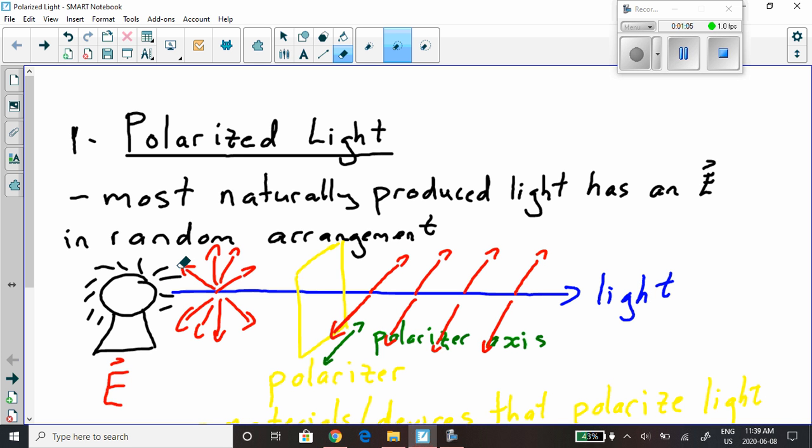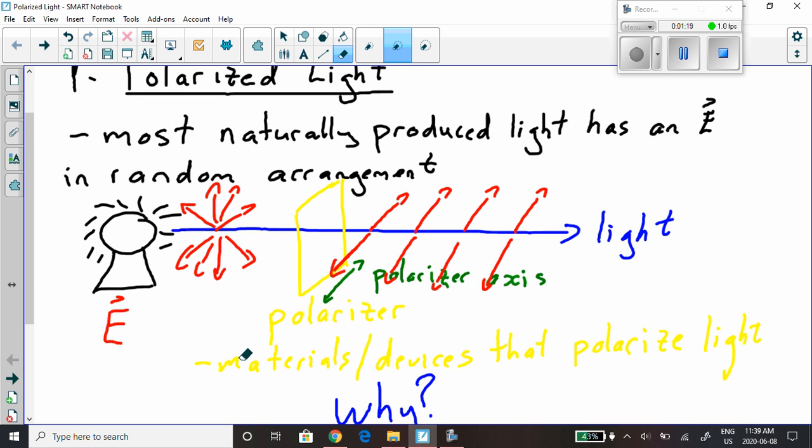That's what this cluster, if you will, of red arrows represents: unpolarized light, light with random electric field orientation. Well, then it can go through a material called a polarizer. I hope you saw that in the videos. Polarizers have something called a polarizer axis, and only light with an electric field that is aligned with this axis will get through. That's what I've drawn here. Only light with electric fields with this orientation got through.